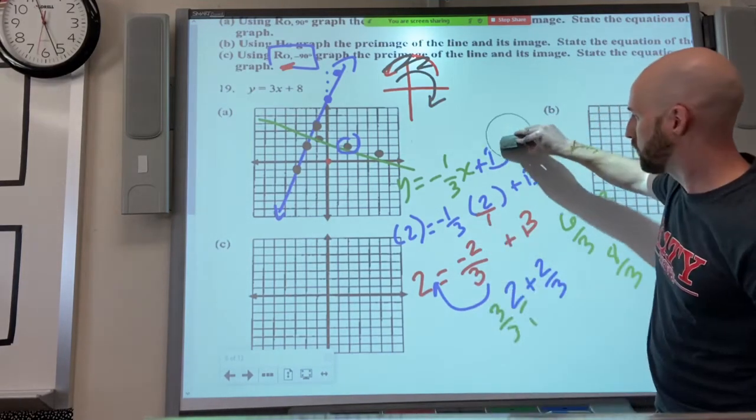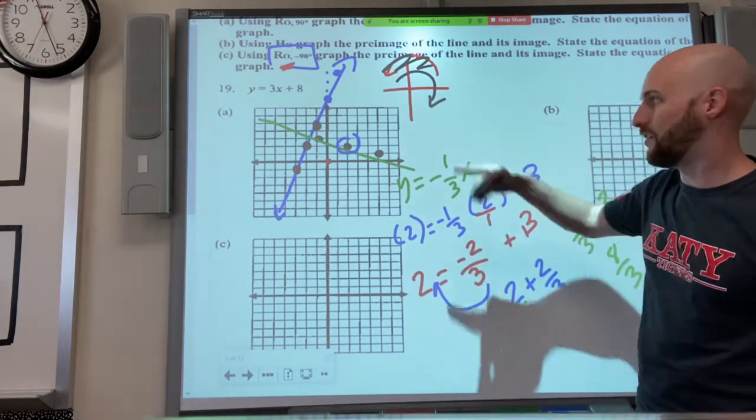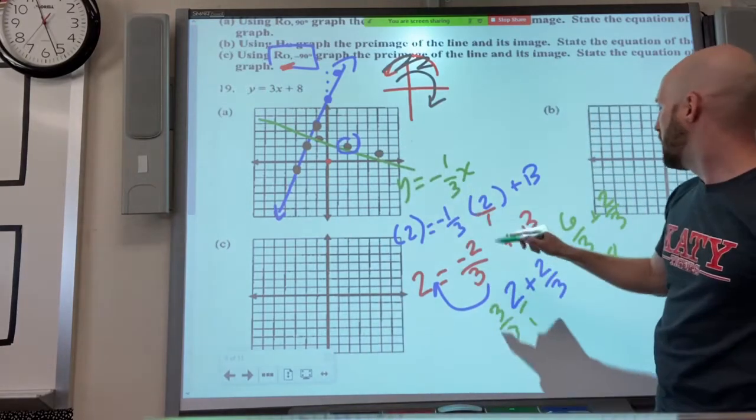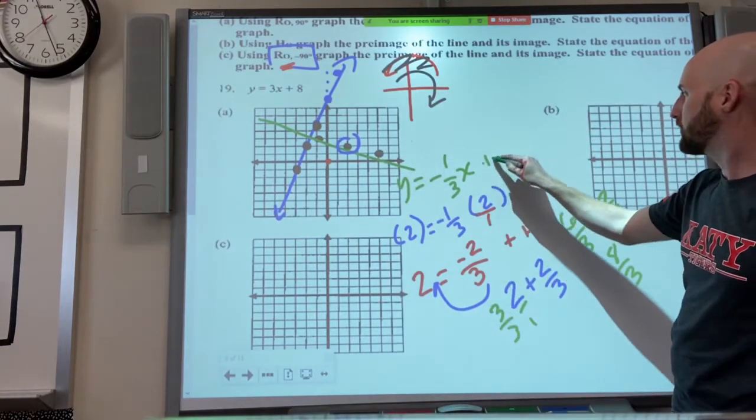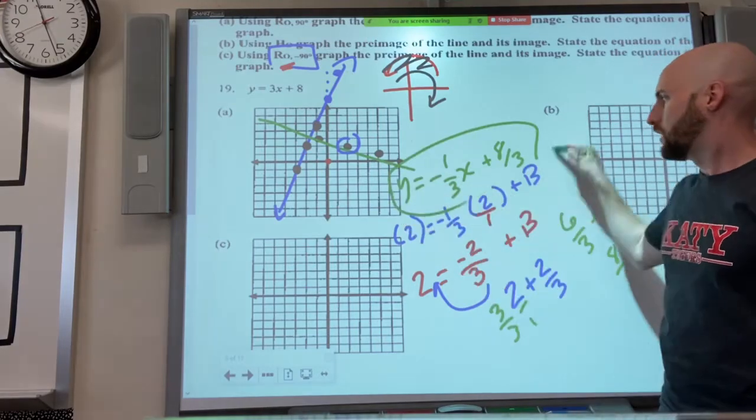So the answer for that, it was actually graph C on the homework. I just used the first graph. It was -1/3 x plus 8/3.